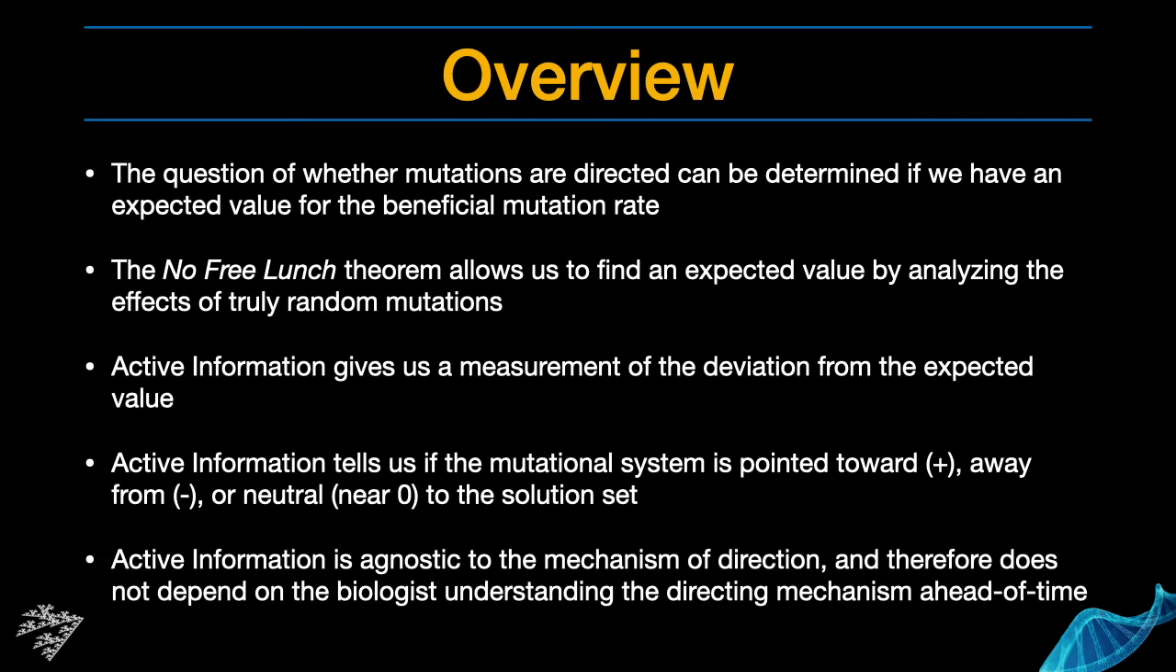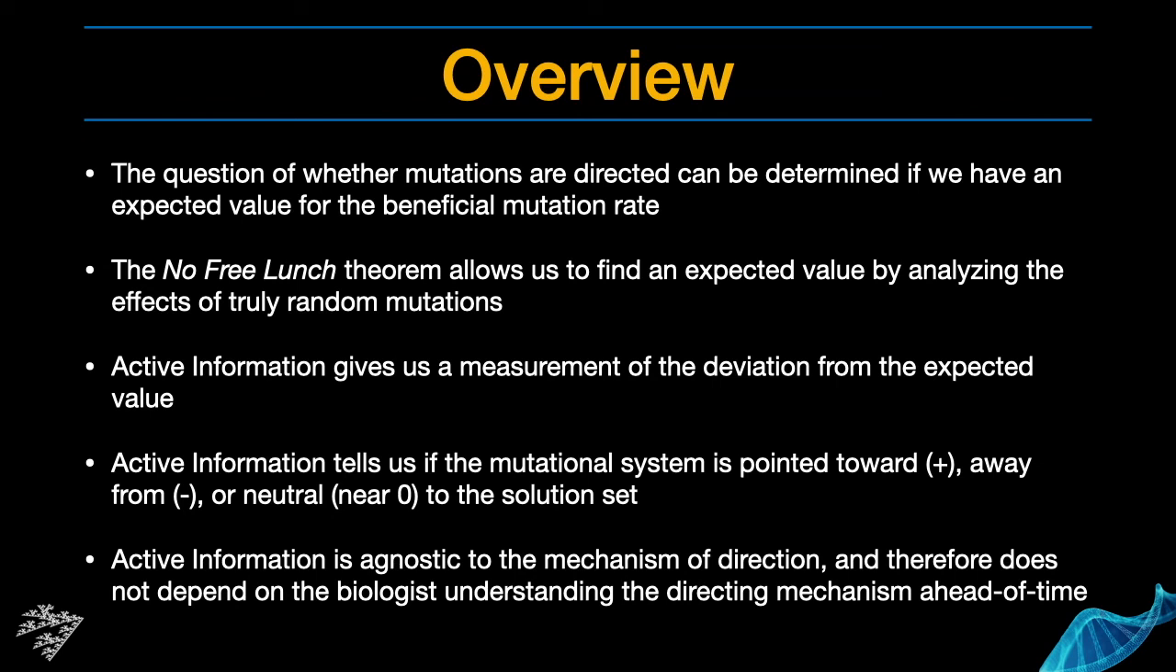Active information is great because it's agnostic as to the mechanism of direction. It doesn't care what directedness looks like. It doesn't say it needs to follow this mechanism or that mechanism. It just says, I'm going to detect if the directedness is there. How the directedness is implemented, we can find out later. I'm just here to tell you that there is or there is not directedness towards the result.